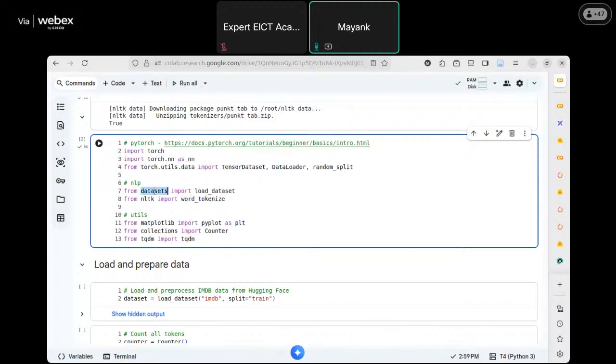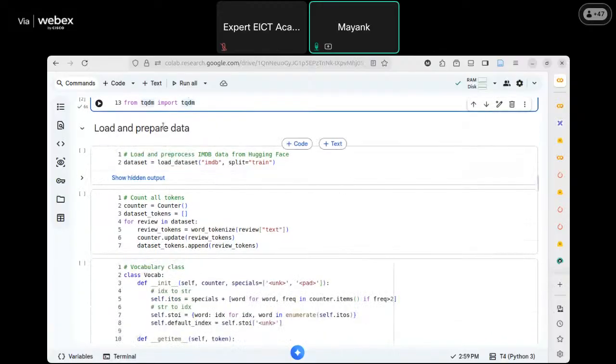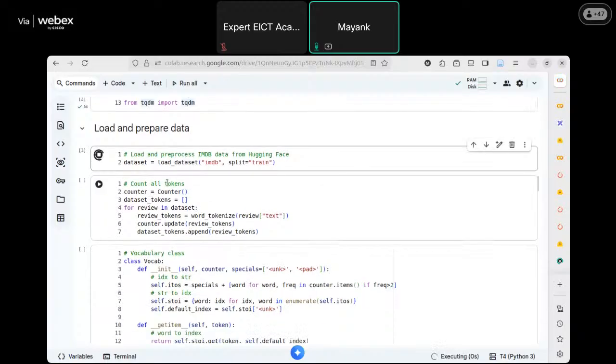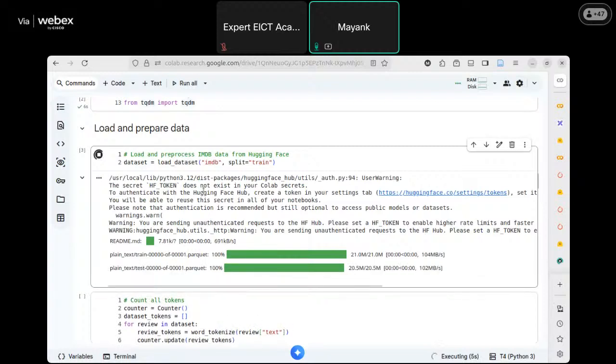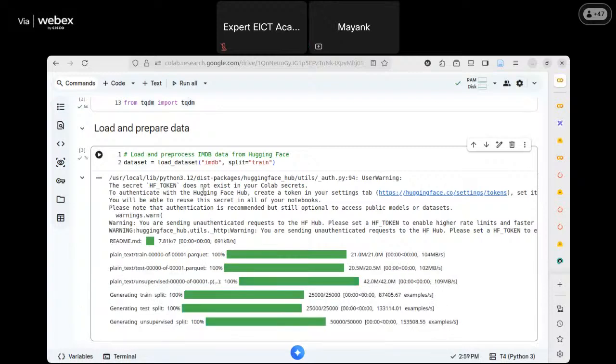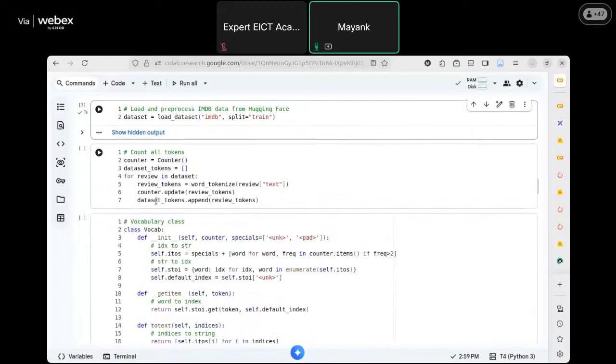We will be using Hugging Face datasets for the IMDb dataset. This is something exactly same जो हमने परसों यूज किया था. And then some utilities for plotting, and this collections counter you remember for the vocabulary and tokenization. उसके बाद TQDM is for the progress bar. Okay, so we load and prepare the data. We load the IMDb dataset. So all this, you should be familiar with all this. इसमें ये सब चीज़ें सेम सी दिखेंगी आपको.